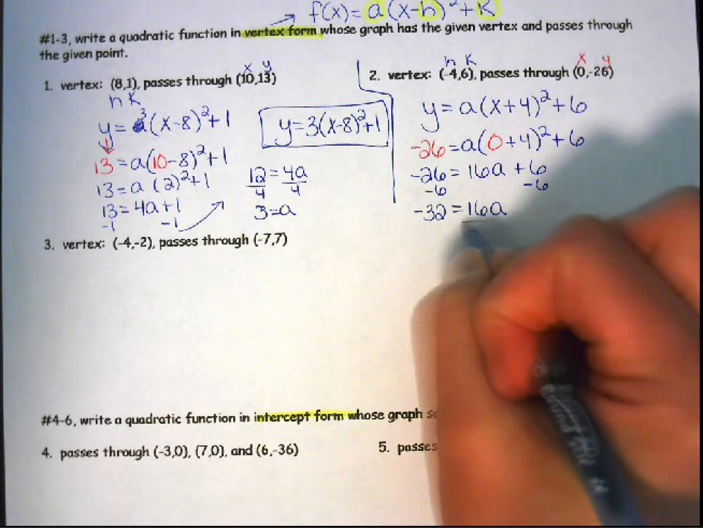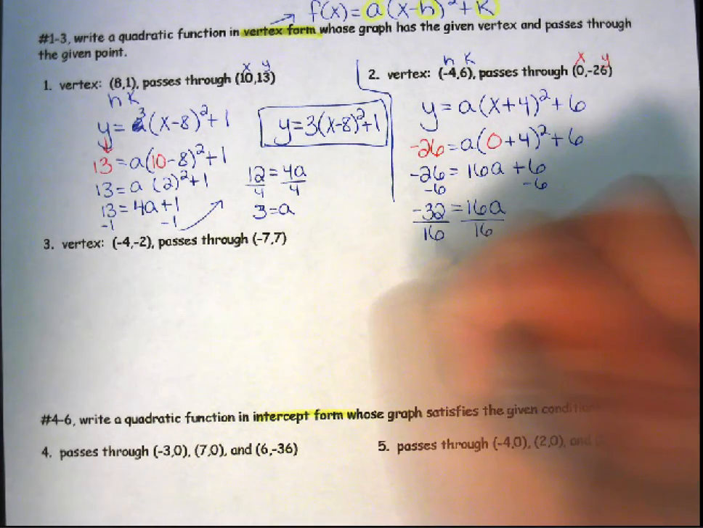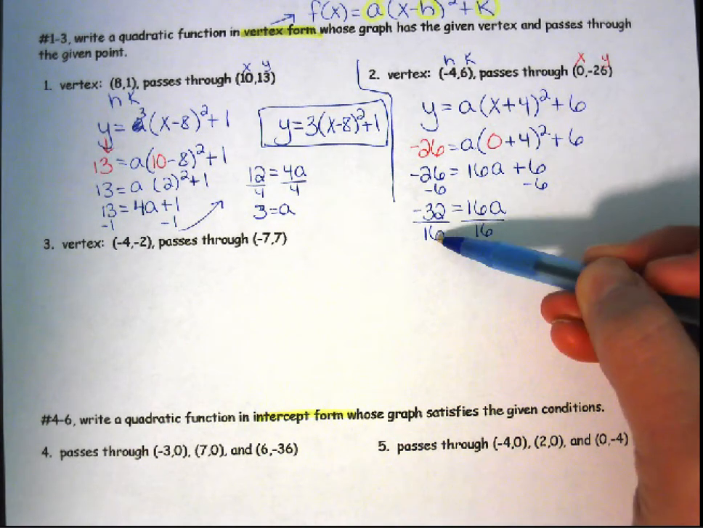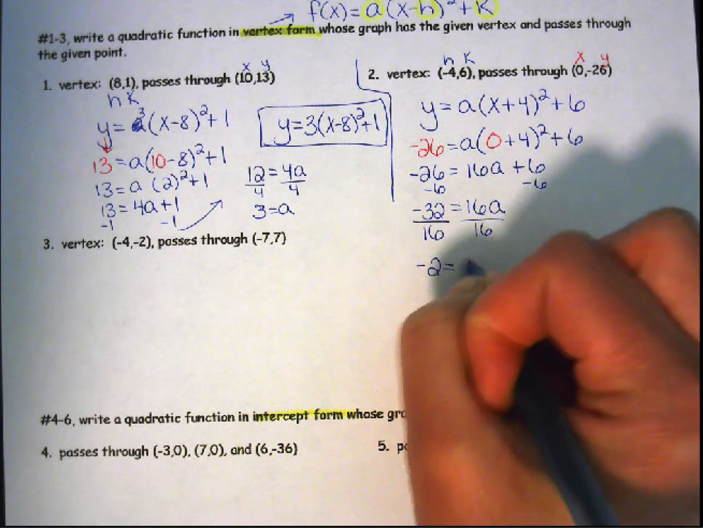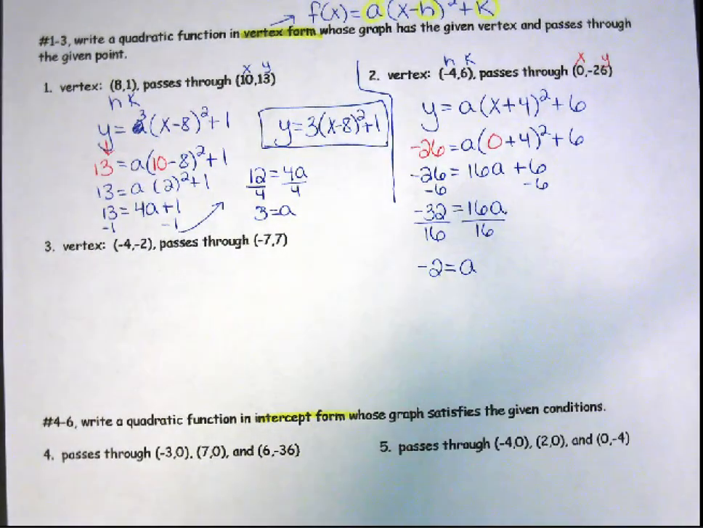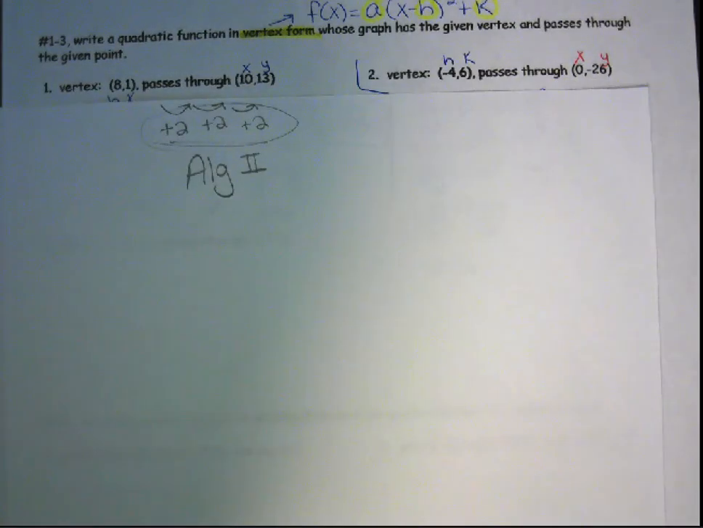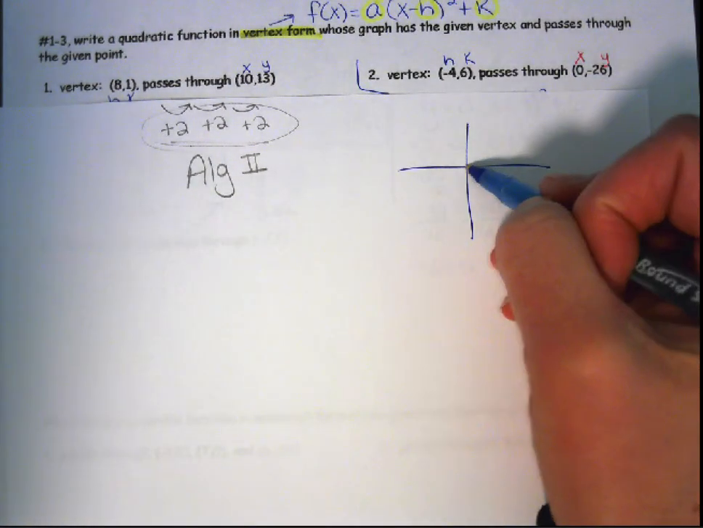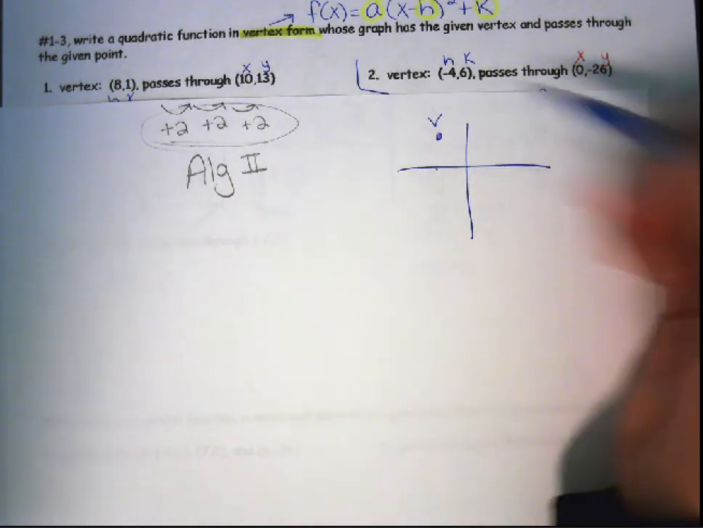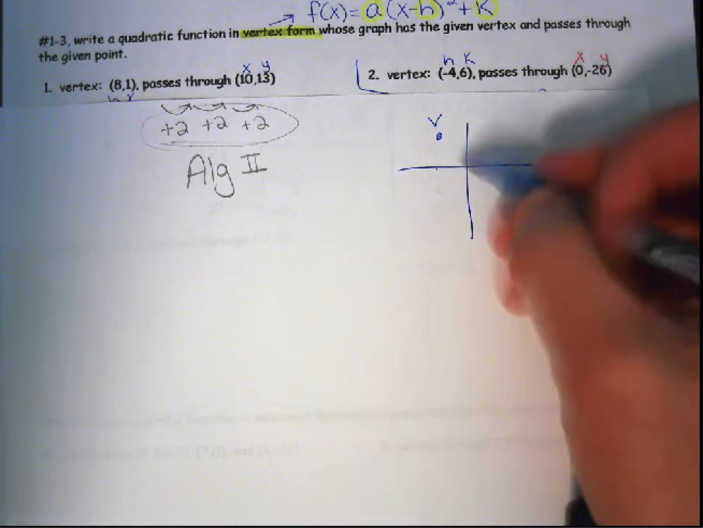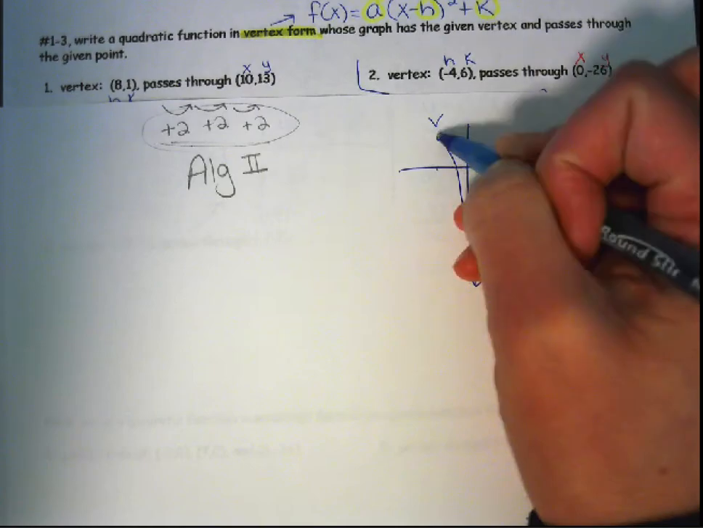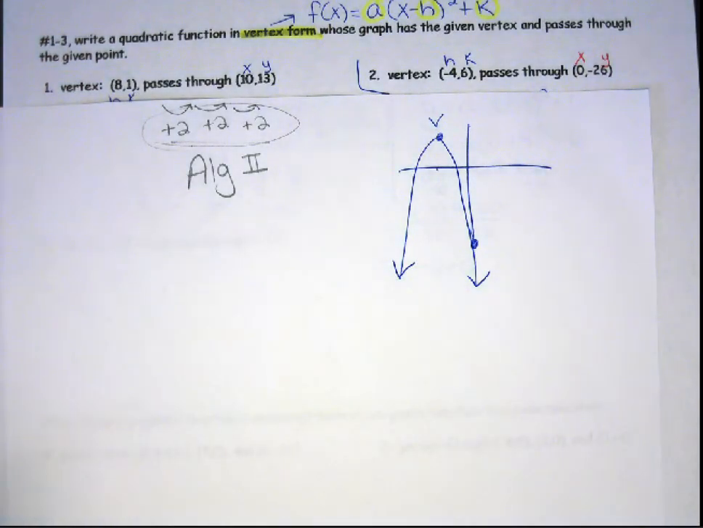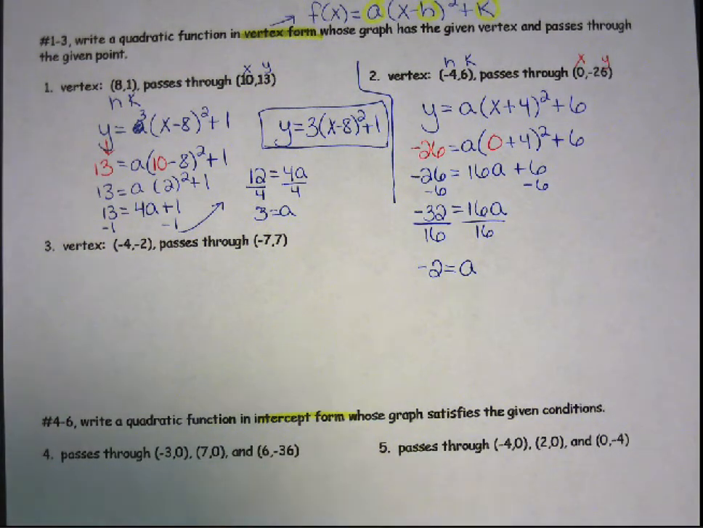And then we're going to divide off the 16. So we have negative 32 divided by 16, which is what? Negative 2. So look at that. It must open down. Again, let me just grab my scrap piece of paper here, and I'll kind of just do a rough sketch. So negative 4, 6, that would be my vertex. 0, negative 26. Whoa, that would be like way down here. So my parabola must look something like that. But you notice how it's going down. Hey, my A value is negative, so I know that this is correct.